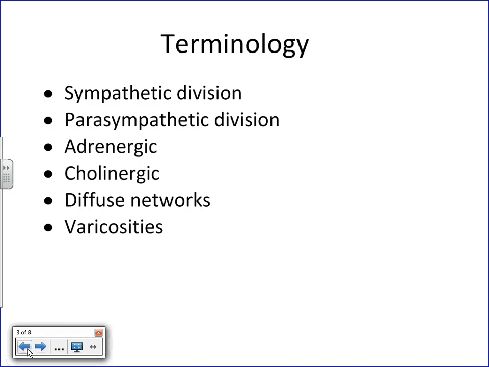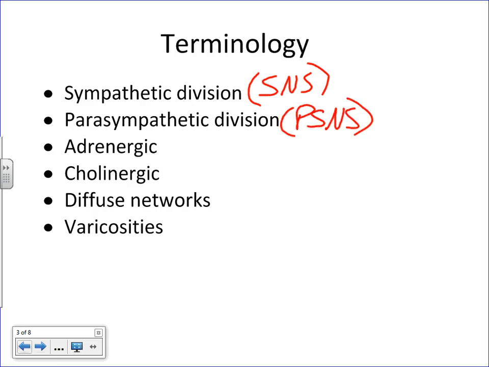One, we would have to break the ANS down into two separate divisions: what we call the sympathetic division, the SNS, and the parasympathetic, what we call the PSNS. Sympathetic nervous system and the parasympathetic nervous system. And we'll see in a moment how we identify these two systems. They're both part of the same autonomic nervous system, but they're anatomically separate from one another. They're anatomically different.